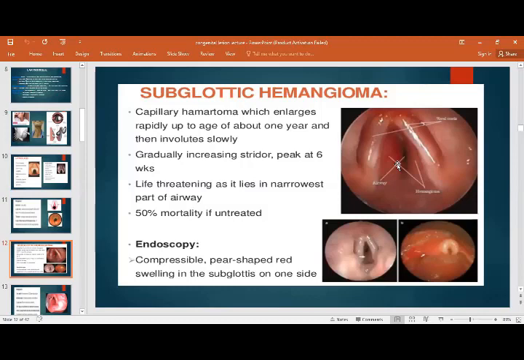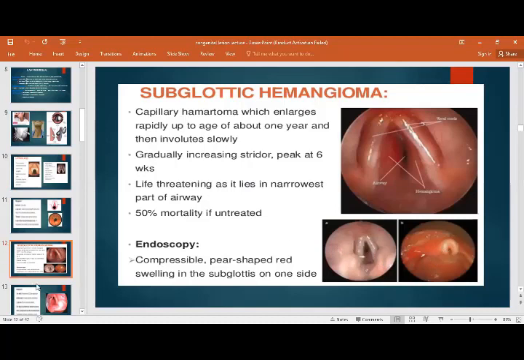As you can see, if it enlarges and closes the space, it would be a life-threatening situation in some cases, because it occurs in the narrowest part of the airway. And if it is untreated, then 50% mortality will occur. Most of the time, in the case of capillary hemangioma, the patient would have cavernous hemangiomas in the body as well. So management would include endoscopy, and we can see these types of shapes of the hemangiomas.